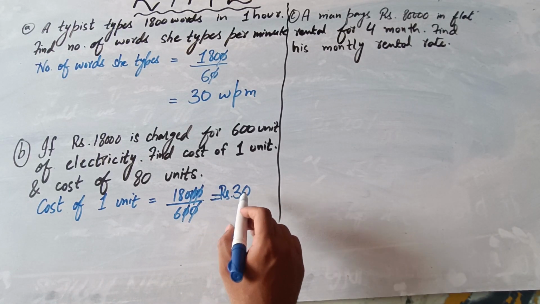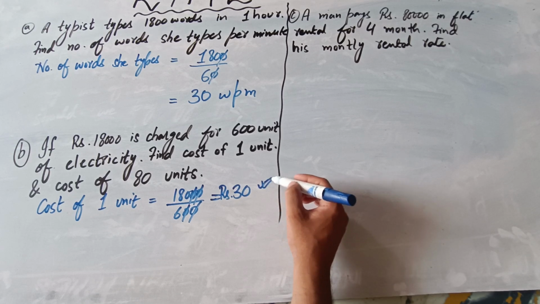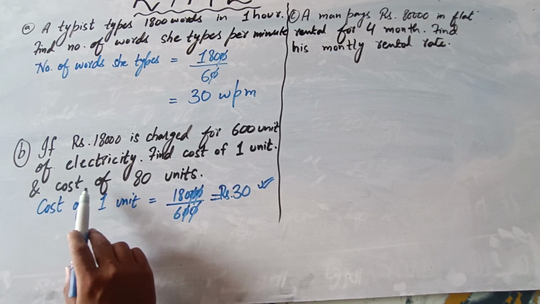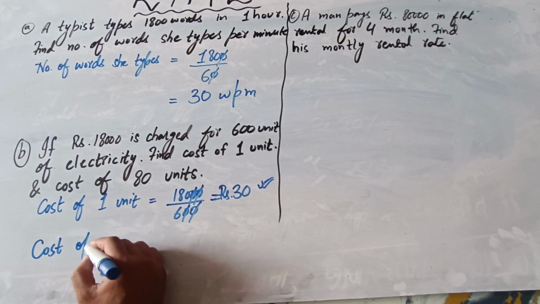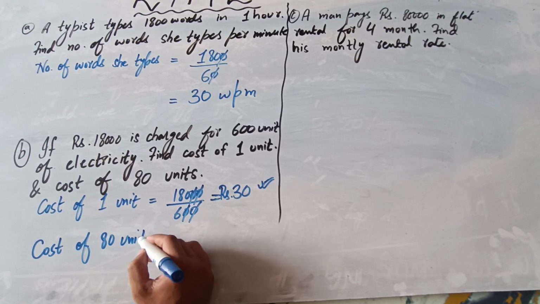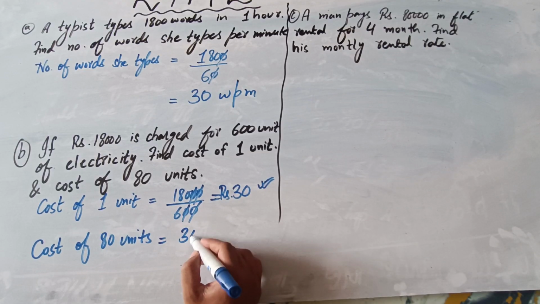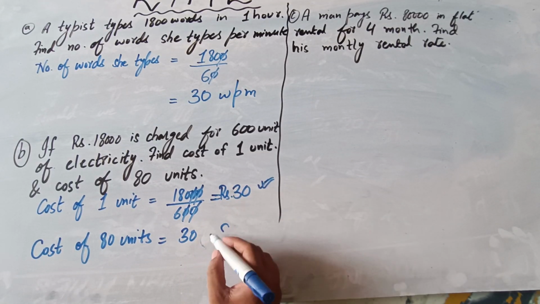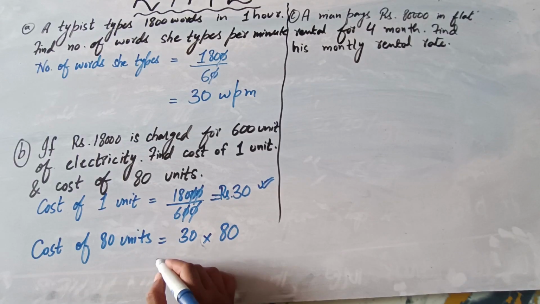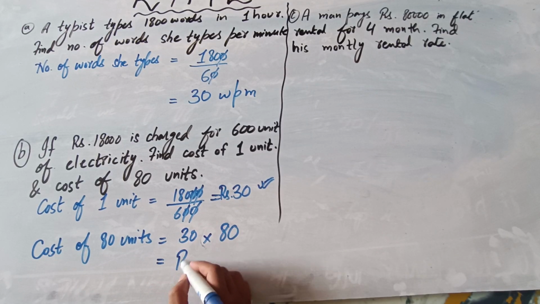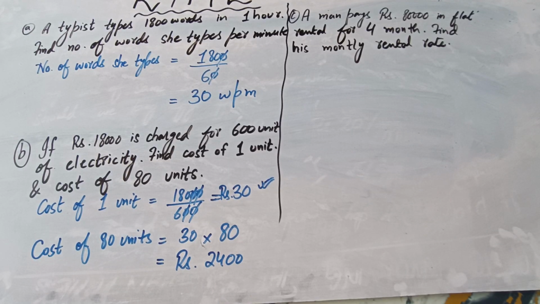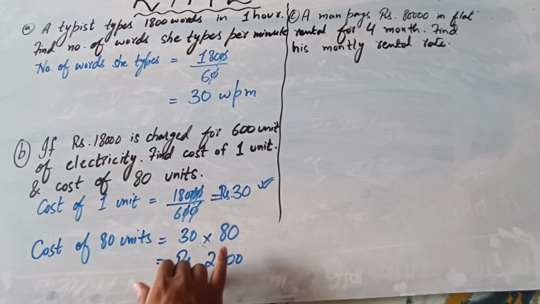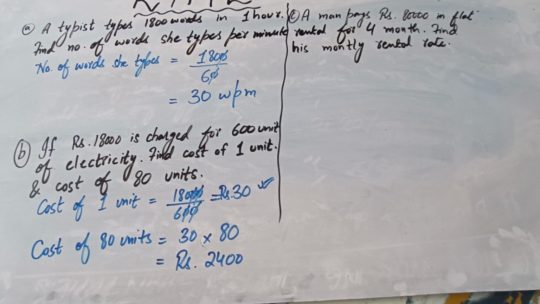And when we know the cost of 1 unit, or unit rate, we can find out for any number of units. So cost of 80 units will be 30 multiplied by 80, which would be equal to rupees 2400, 3 8s are 24. So if he is planning that he would consume 80 units from the next month, it would be 2400.